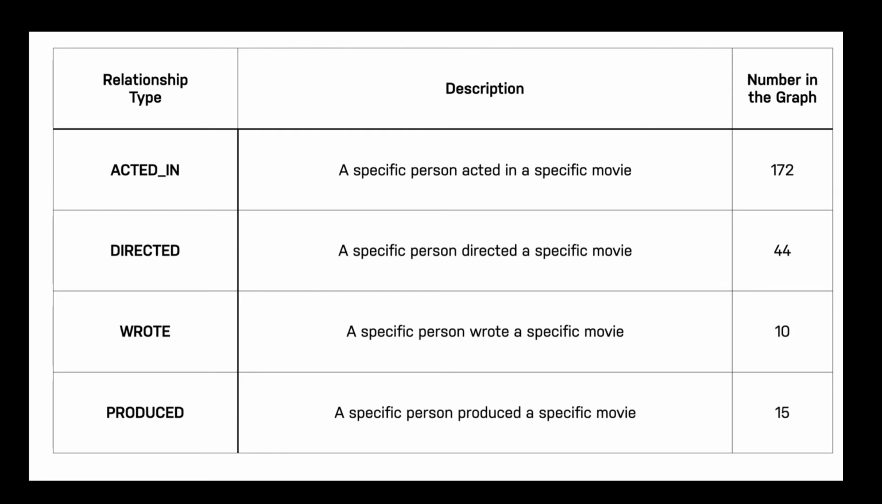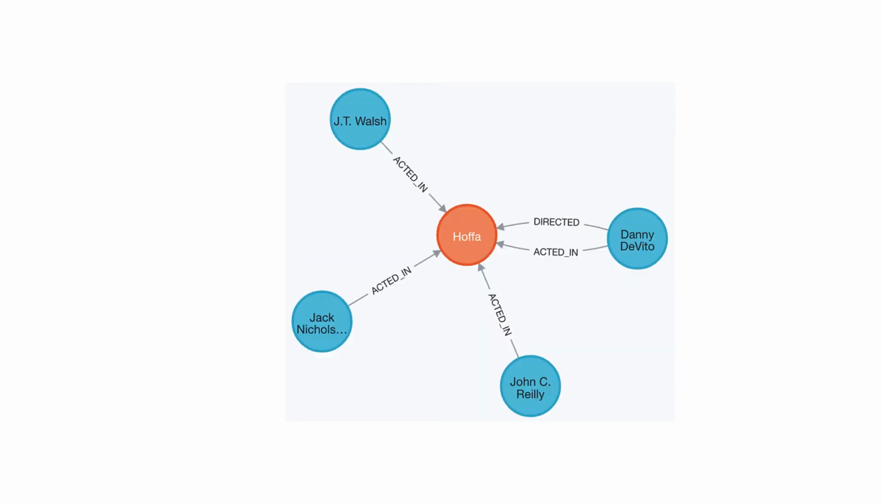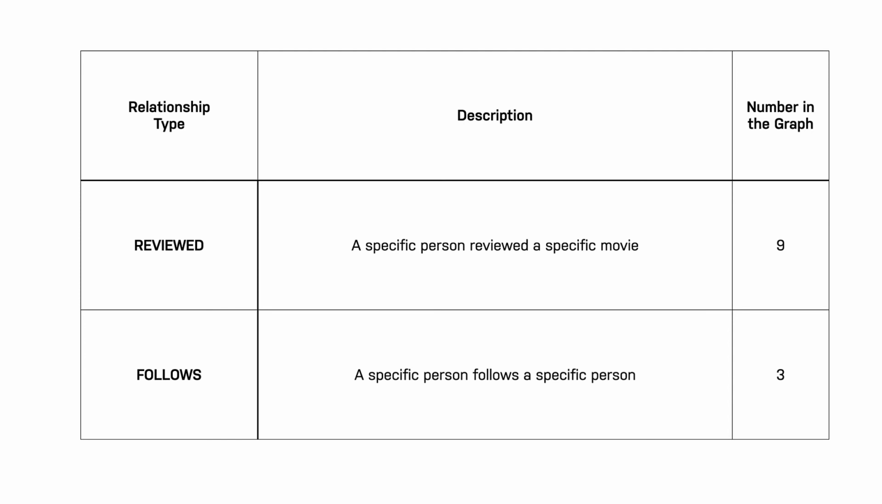So, for example, the movie Hoffa in the movie graph has these relationships. It has four actors and one director. Danny DeVito directed and acted in the movie. In our starter movie graph, this movie has no writers or producers defined. Here are a few other relationships in the graph.